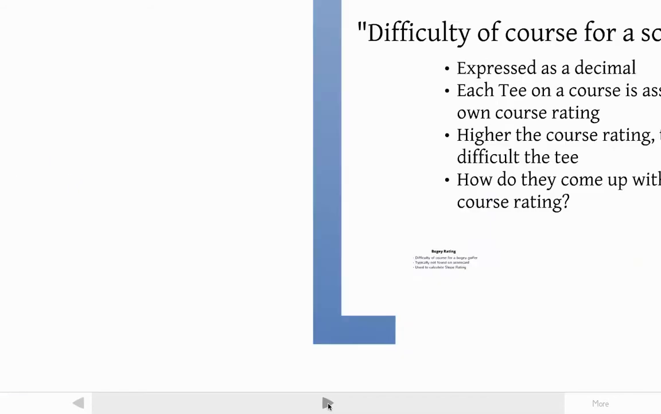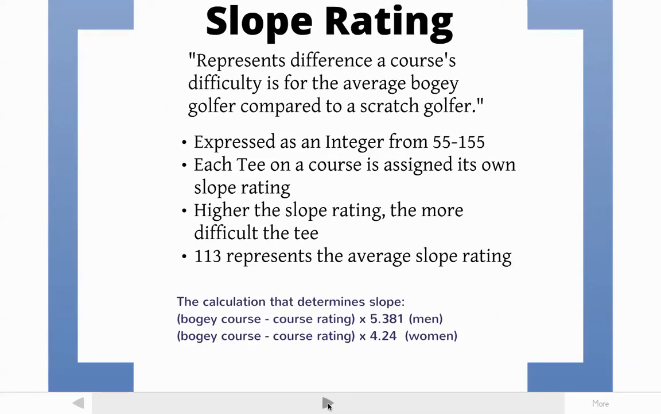So let's take a look at the slope rating. Slope rating is the difference between a course's difficulty for an average bogey golfer compared to a par golfer or scratch golfer. And that's why it's called a slope. A particular course might be relatively easy for a par golfer, but relatively hard for a bogey golfer based on how long each hits a driver on average, and other factors that are taken into consideration.